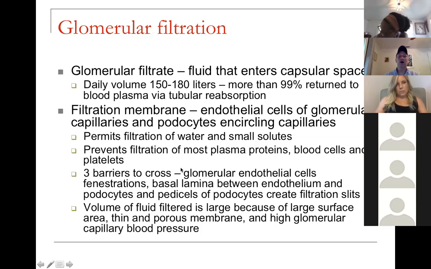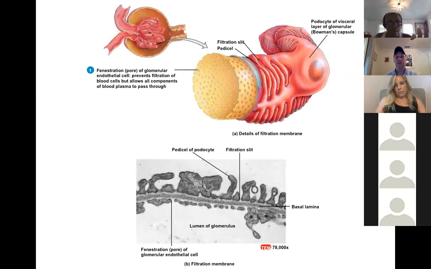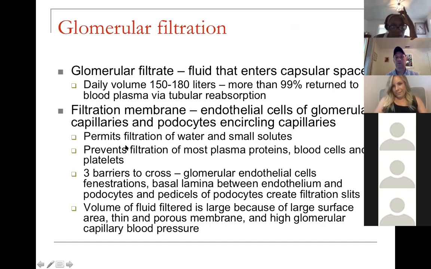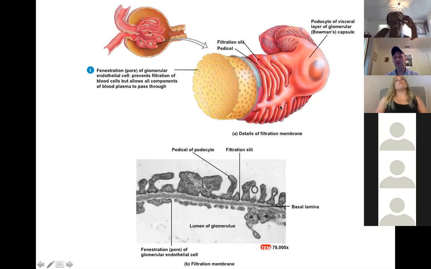And it's going to actually cross 3 layers, the glomerular and epithelial cells, the fenestrations, and then finally getting into the filtration slits of the podocytes themselves. All right. Can you say that one more time? So the 3 layers are the podocytes, the endothelial cells, and one more. So endothelial cells, the basal lamina of the endothelium, and then the filtration slits of the podocytes themselves. Okay? And that's what you actually see here.